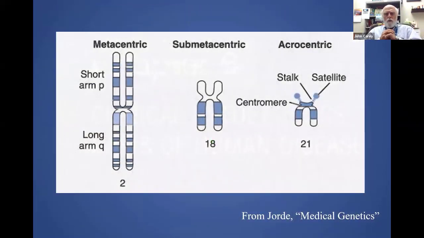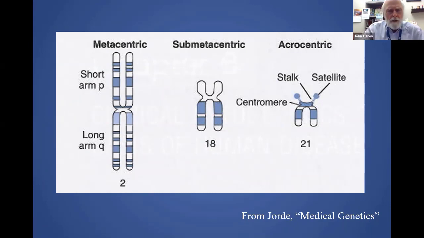So here's a cartoon from Jorde's Medical Genetics textbook that's showing you generally how chromosomes are shaped. The number 2, the middle part of the chromosome is called the centromere, which is here. I didn't put that on my vocabulary list, but the centromere is kind of in the middle right here. The centromere divides the chromosome into its shorter arm, called the P, from the French petite, and the longer arm, the Q. So this is the P's and Q's of chromosome anatomy, if you will.